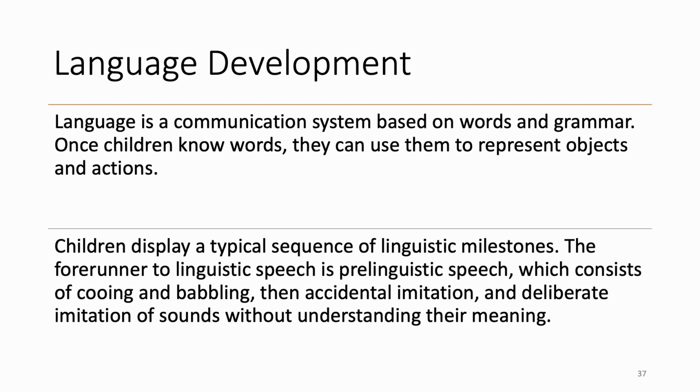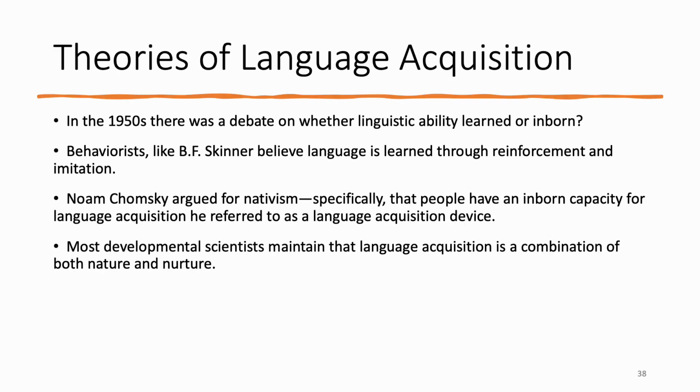Language is a communication system based on words and grammars. Once children know words, they can use them to represent objects and actions. Children display a typical sequence of linguistic milestones. The forerunner to linguistic speech is pre-linguistic speech, which consists of cooing and babbling, then accidental imitation and deliberate imitation of sounds without understanding their meaning.